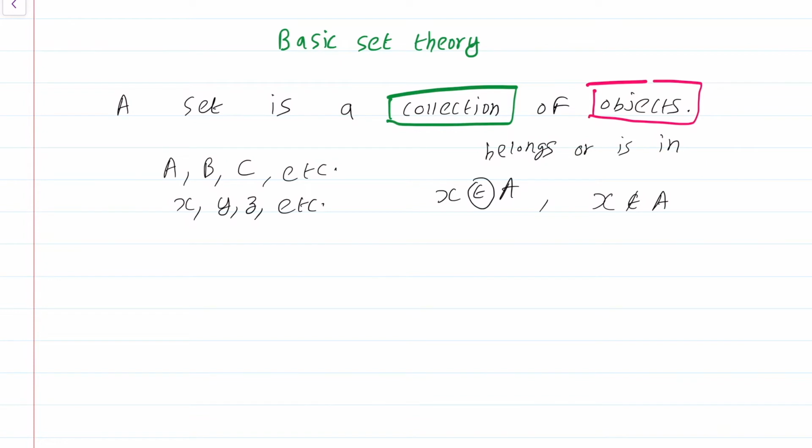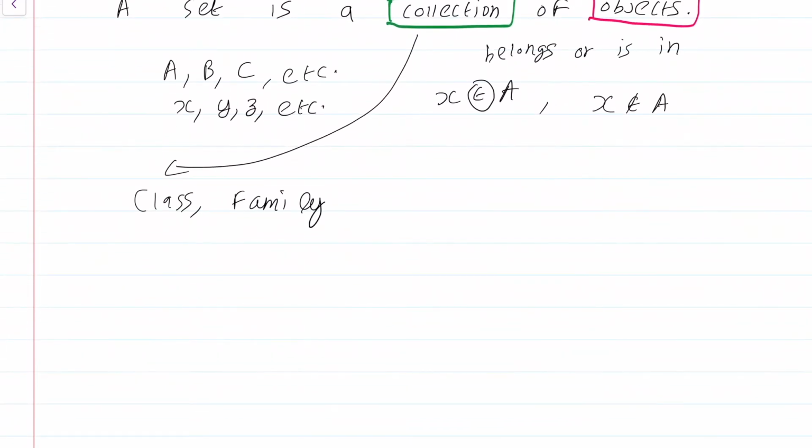So sets are a collection of objects. We will also use several other synonyms for collections. Sometimes we will say class, sometimes we will say family. They all mean the same thing for the purposes of this course. Whereas in a course on set theory, depending on which approach you take, they might mean different things. But for us, collection, class, family are all the same. Okay. So now we have talked about what a set is and a notation for sets, notation for membership.